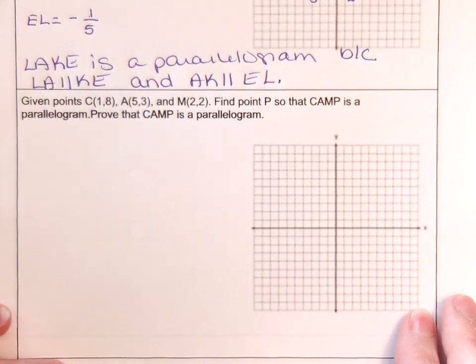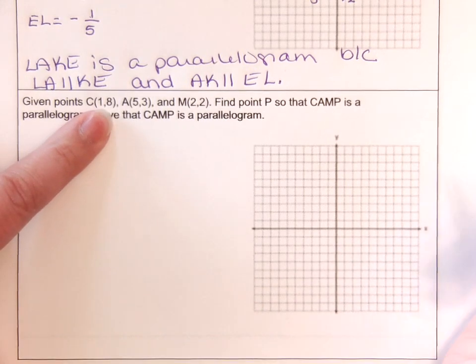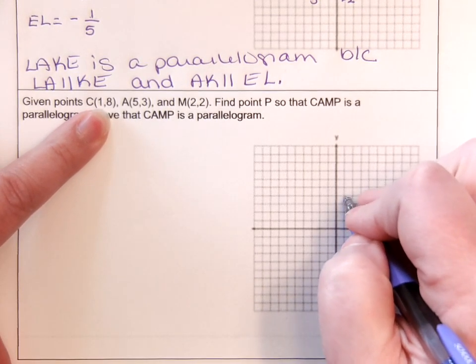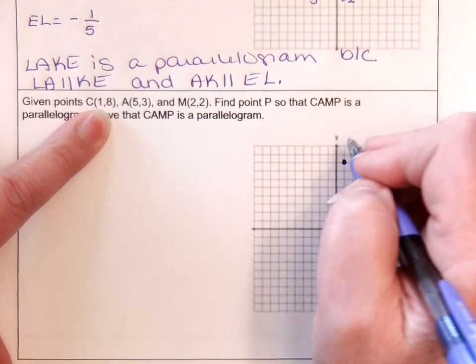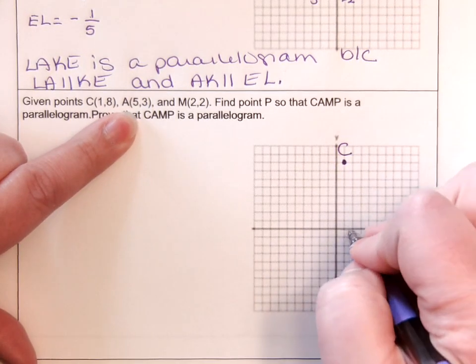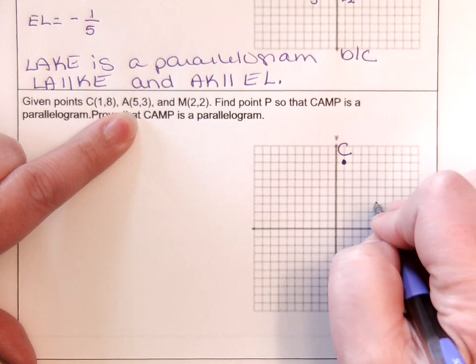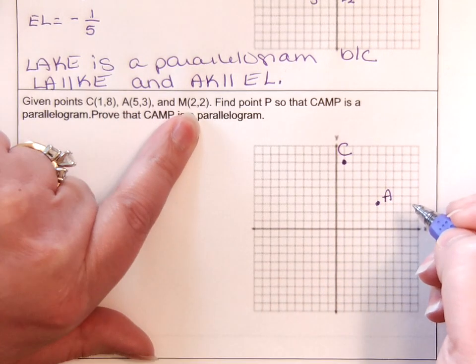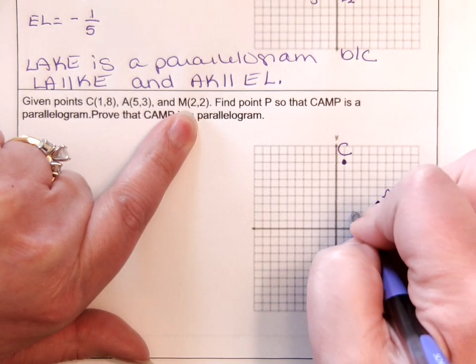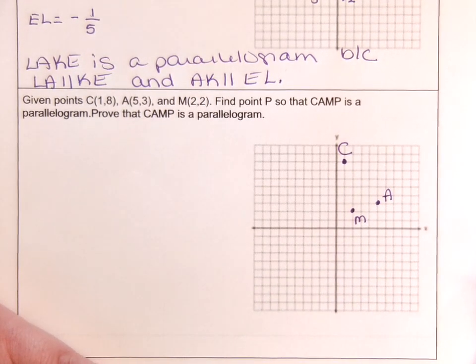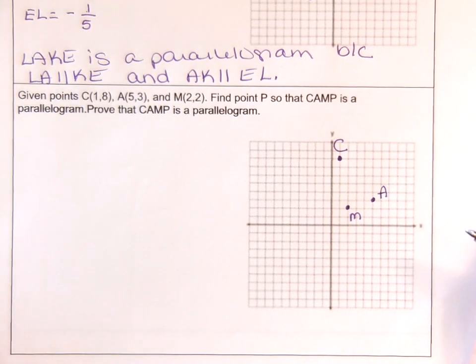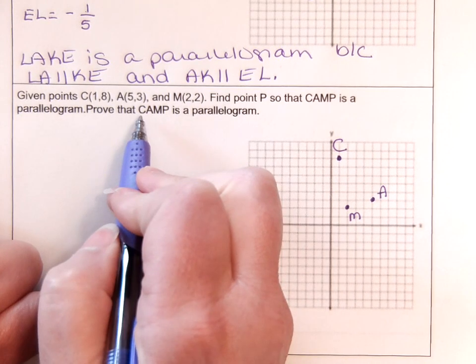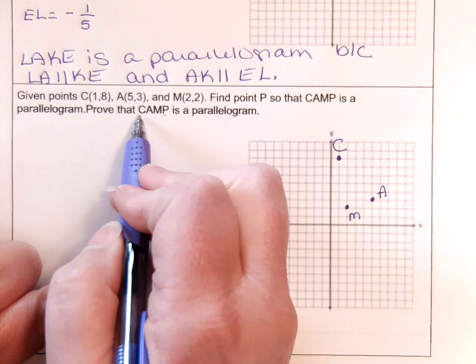So it says, given points C, 1, 8. All right, so 1, 1, 2, 3, 4, 5, 6, 7, 8. There's C. A is at 5, 3. 1, 2, 3, 4, 5, 1, 2, 3. There's A. M is at 2, 2. 1, 2, 1, 2. It says find point P so that CAMP is a parallelogram, and then prove that CAMP is a parallelogram. So it's really important that we connect the points in order. So it has to be C to A to M to P and then back to C again.